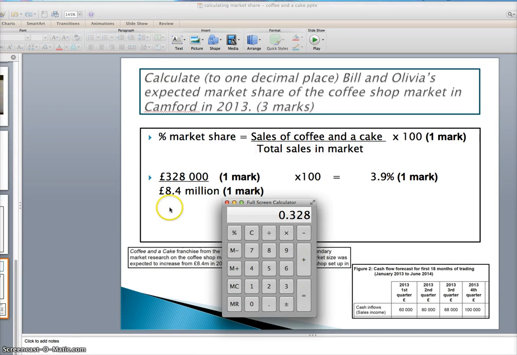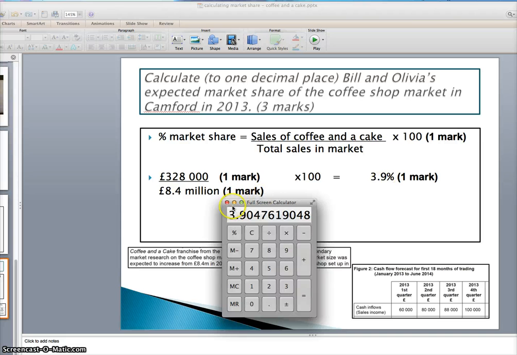Or alternatively do it the way we just did it a moment ago. Now, if we leave it this way, we've got 0.328 million on top, divide it by 8.4, and that gives us the same answer, 0.039, and then multiply that out by 100 to turn it into a percentage, and you've got your 3.904, 3.9%. Don't forget to put the percentage sign in, that is important. They could take a mark away for not doing so.